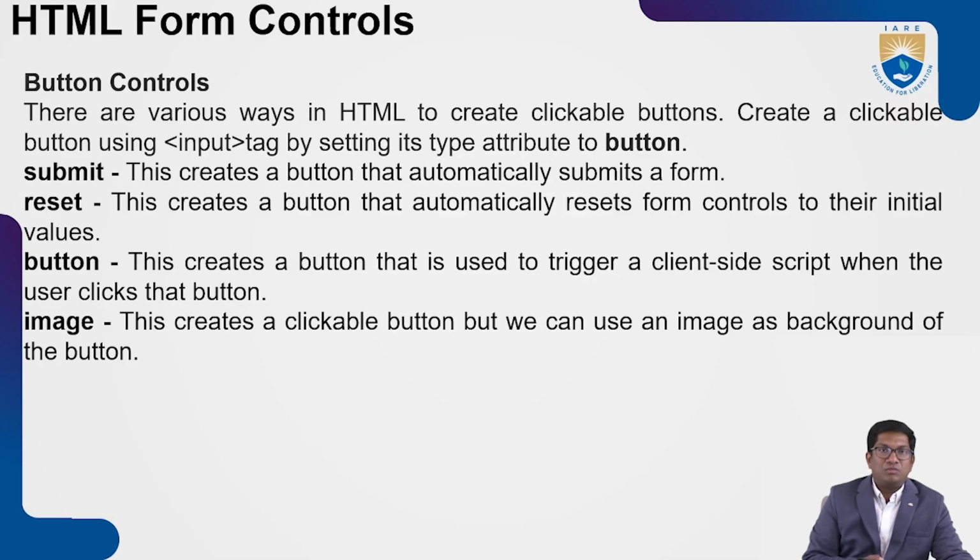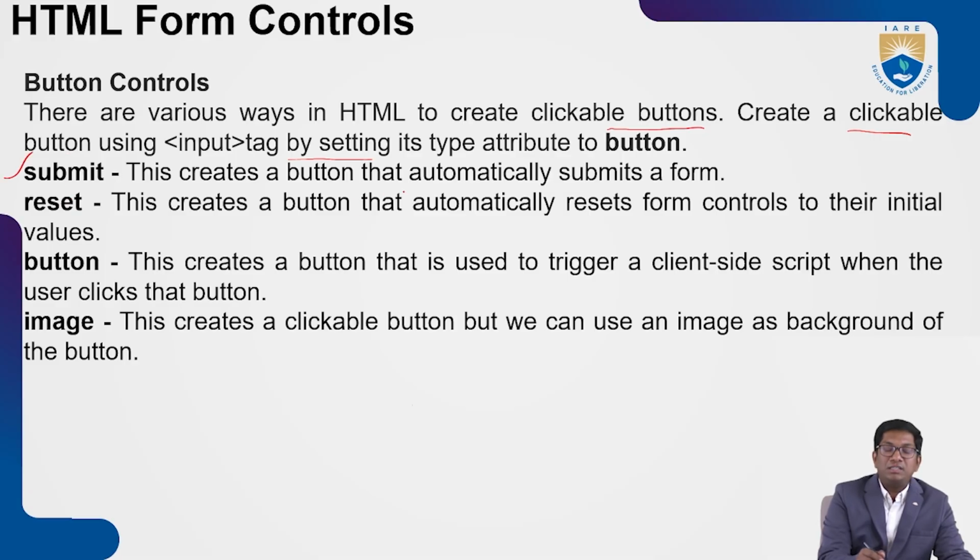Next we have button controls. There are various ways in HTML to create clickable buttons. Create a clickable button using the input tag by setting its type attribute as button. So simply we can create the button, and for example we can create the submit button, if you enter all the input fields and click the submit button. Otherwise, for normal buttons, if you want to use clickable buttons, then you can use button. So here different buttons are there.